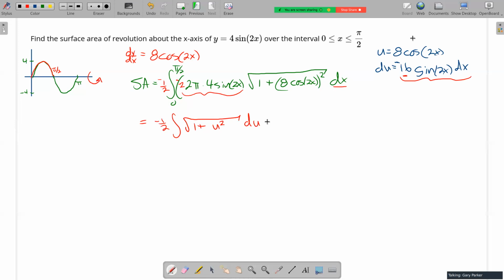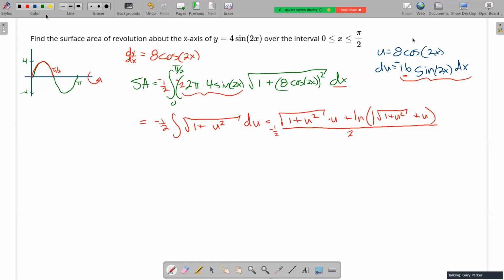We've looked at that one before. That is the square root of 1 plus u squared times u plus the natural log of the absolute value of the square root of 1 plus u squared plus u, all over 2. And I have a -1/2 times that. And technically there's a plus c, but I don't really need that here.